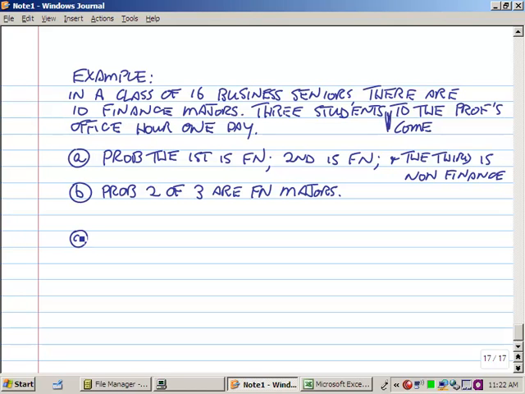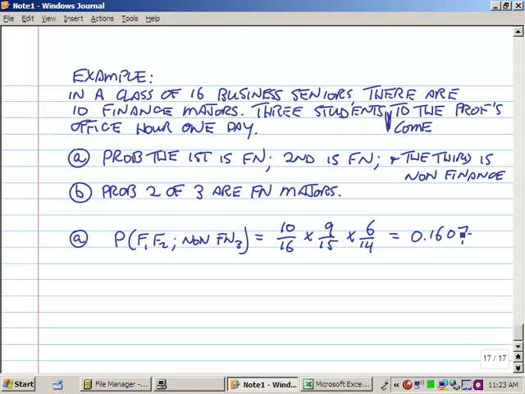Alright, so the answer to the first one, we have a given sequence order. The first is finance, the second is finance, and the third is non-finance. Okay, first is finance. Well, we have a total of 16 students. There are 10 finance majors, so the probability of the first one is actually pretty high, 10 out of 16. Then we have 15 students left, and the probability that the second is finance, assuming that these students are different, they don't come back, so we have 9 finance left, so 9/15. And then we have 14 students left, non-finance. There are 6 non-finance. They haven't been chosen yet, so that is it. So 10 times 9 times 6 divided by 16 times 15 times 14. Alright, and if I remember correctly, the answer to that is 0.1607.